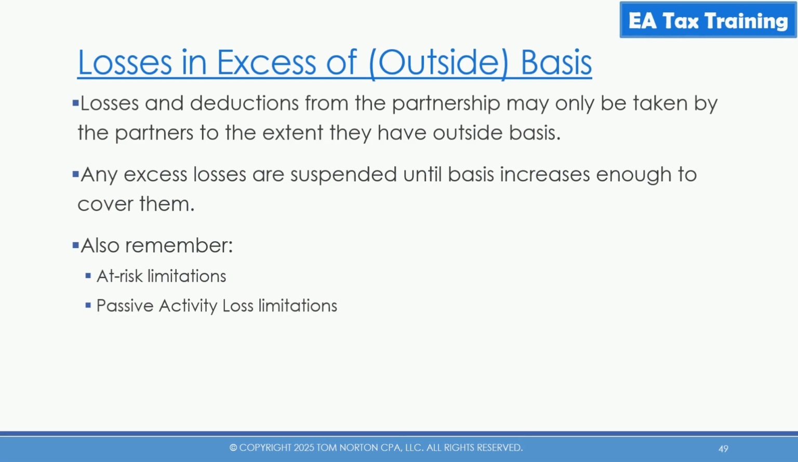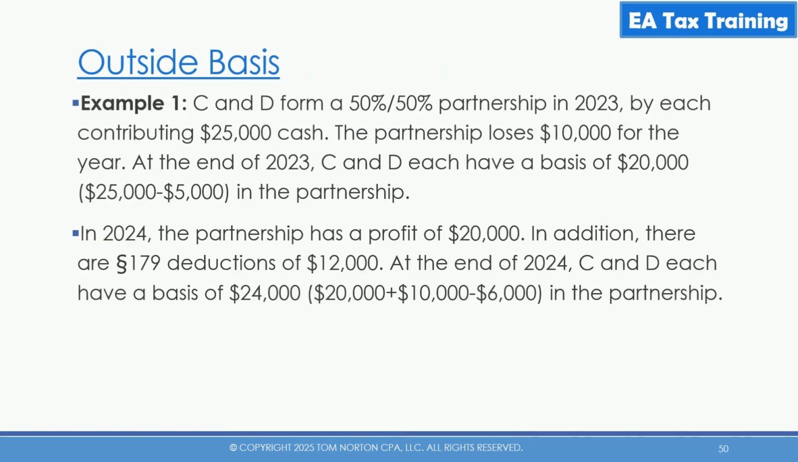Also, you have to remember that the at-risk limitations and the passive activity loss limitations also apply to partners in a partnership. So you've got to look at all of these things. If the partnership has losses, you've got to make sure that first, do they have amounts at risk? Secondly, is it a passive activity that we have to worry about the passive activity loss limitations? And then finally, we have to look at, do they have basis in the partnership in order to be able to take those losses? So let's do a couple of examples of how this works.